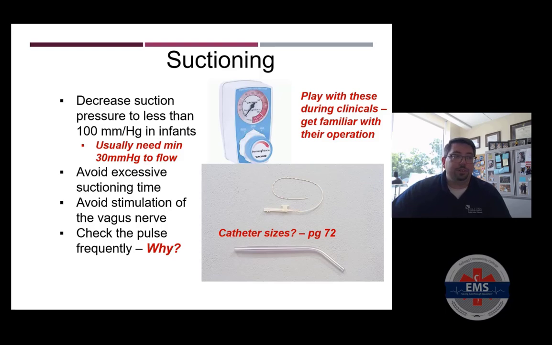We know that it's important for us to avoid excessive suctioning time, as that will increase the likelihood of hypoxia. We want to make sure that if we're suctioning, we don't stimulate the vagus nerve, as that can make your patient bradycardic, affecting the cardiovascular system, so check a pulse frequently. Why? We know that hypoxia and bradycardia are the two most common reasons why children go into cardiac arrest. Catheter size you can also see in your textbook on page 72.